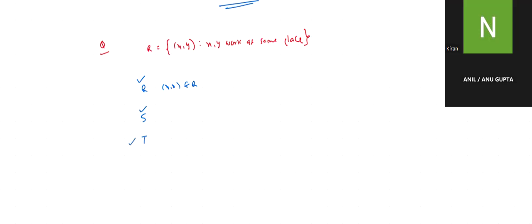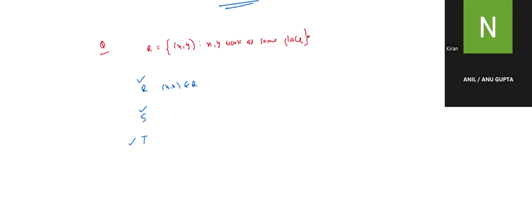(x, y) such that x and y live in the same locality. So it is reflexive. Same locality, same place. It is the same thing, right? Same thing only. Next, x is exactly 7 centimeters taller than y.